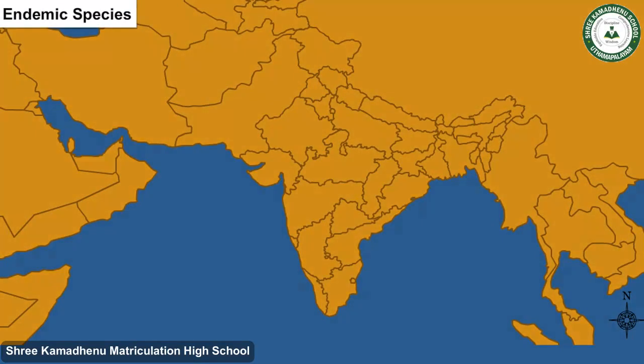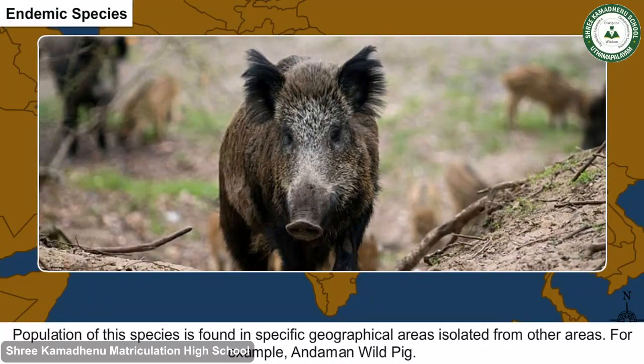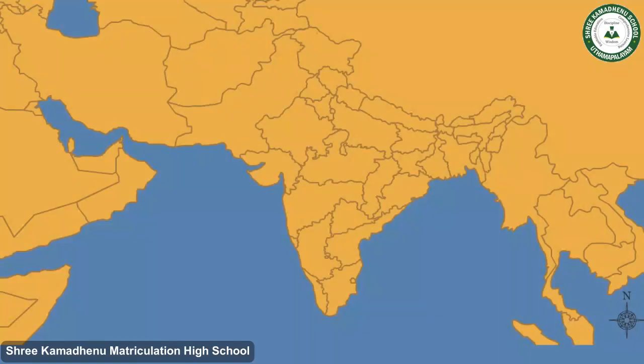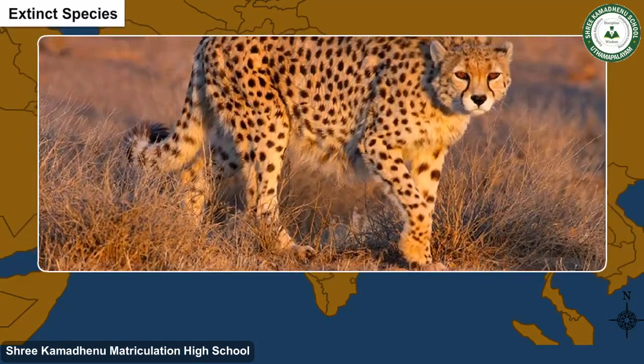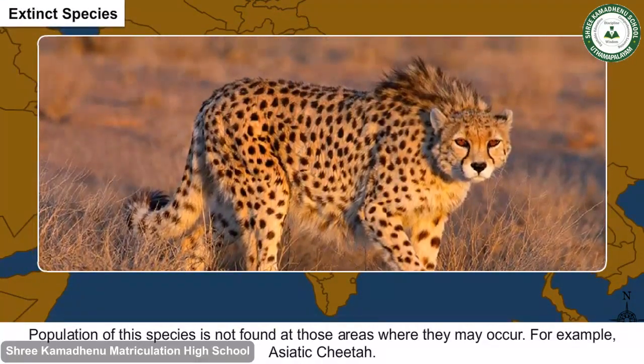5. Endemic species. Population of this species is found in specific geographical areas isolated from other areas. For example, Andaman wild pig. 6. Extinct species. Population of this species is not found at those areas where they may occur.